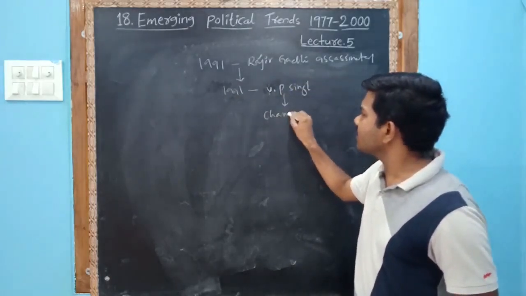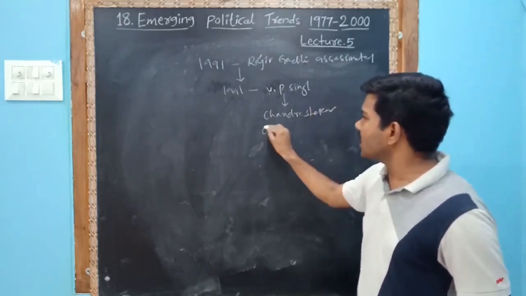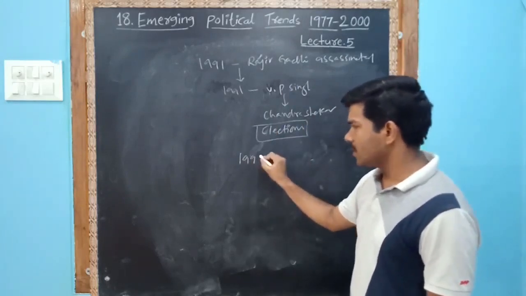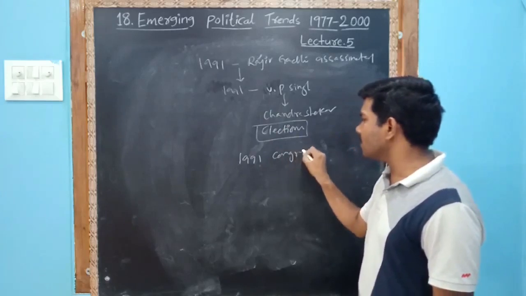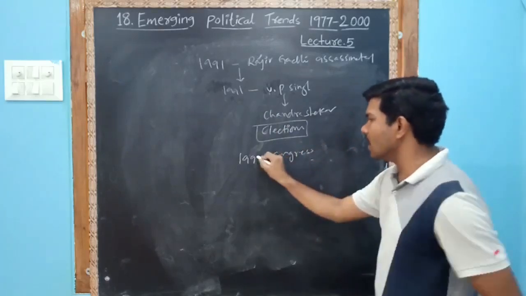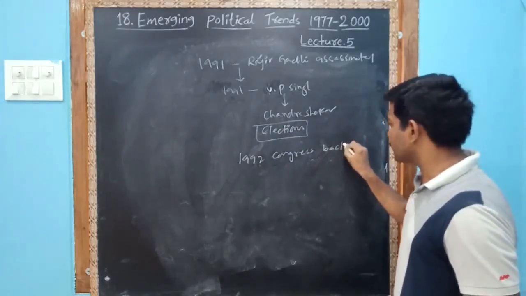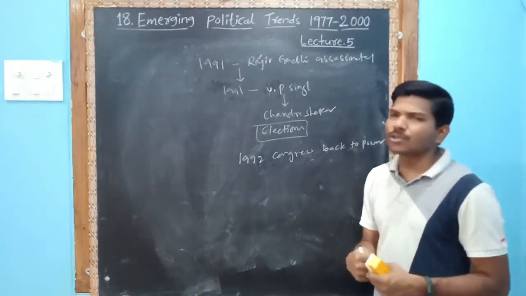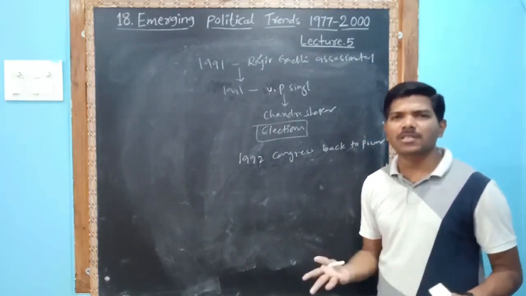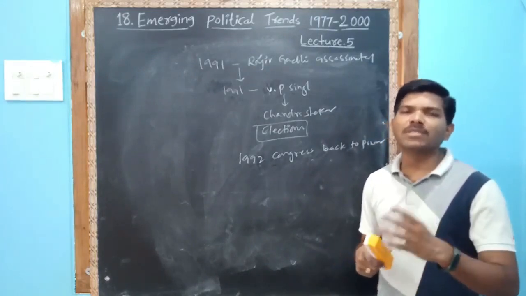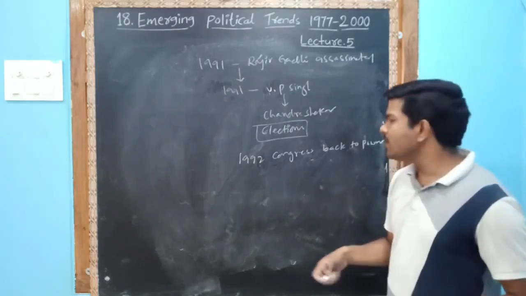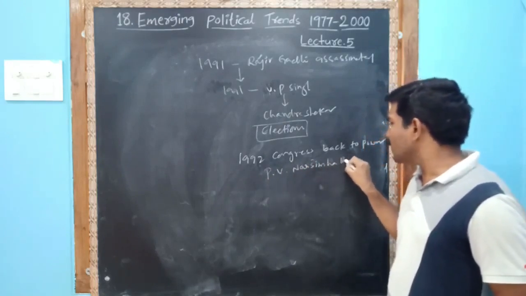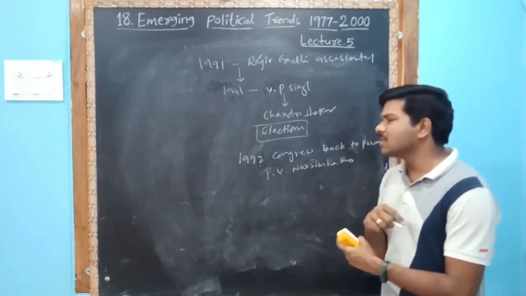In 1991, VP Singh was followed by Chandrasekhar. In the 1991 elections, the Congress party came back to power. But there was no strong person to rule, because Rajiv Gandhi was the strong Congress leader and he had died. Then P.V. Narasimha Rao, the first Prime Minister from South India and ex-Chief Minister of Andhra Pradesh, Pamulaparthi Venkata Narasimha Rao, became Prime Minister.